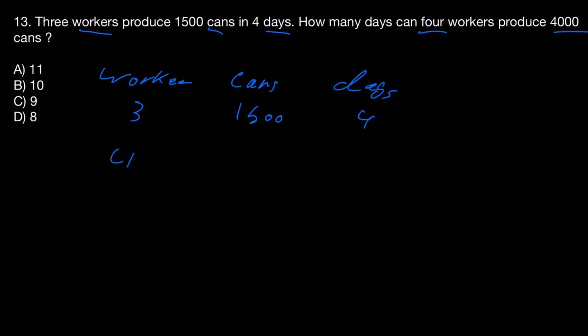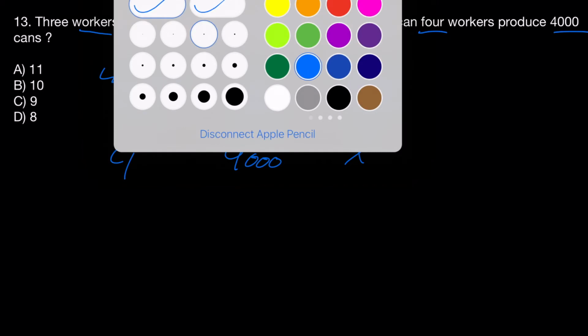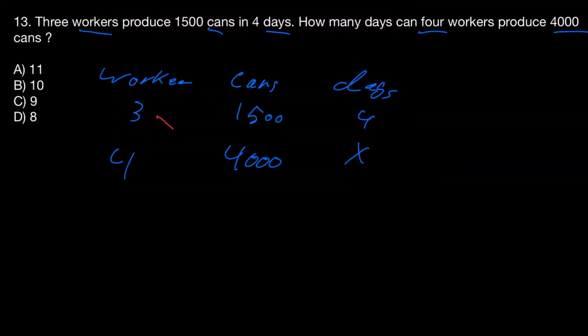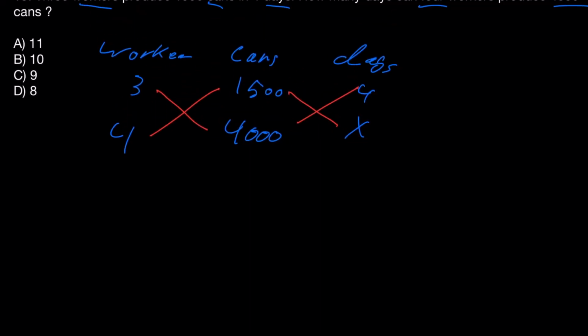All right, so then we're going to have 4 workers producing 4000 in X days, because that's what we're trying to find. And here is the weird part. You go 3 by 4000 by 4. Just do a little W basically. It's not really a W, but basically you do a W. And then you go 4000, 1500, X. So then what is that going to look like?